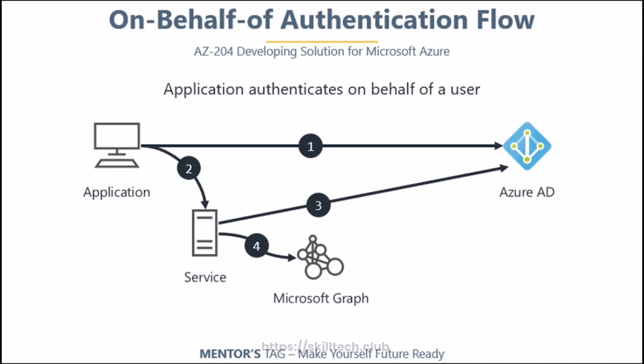On-behalf-of authentication flow. In this flow, an application invokes a service or a web API, which in turn must call another service or web API. The idea is to propagate the delegated user identity and permissions through the request chain. For the middle tier service to make authentication requests to the downstream service, it must secure an access token from Microsoft Identity Platform on behalf of the user.